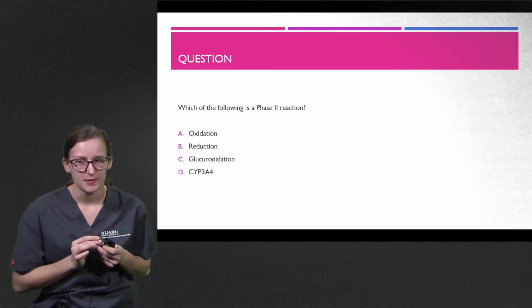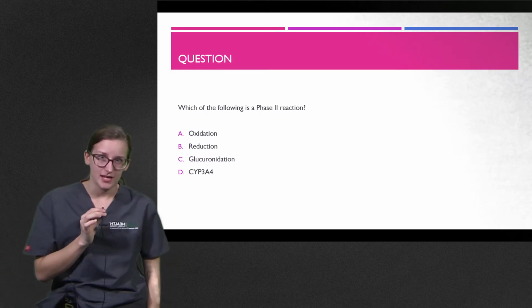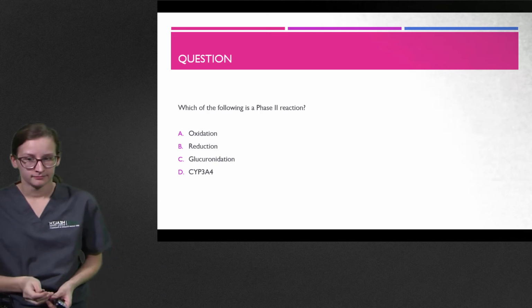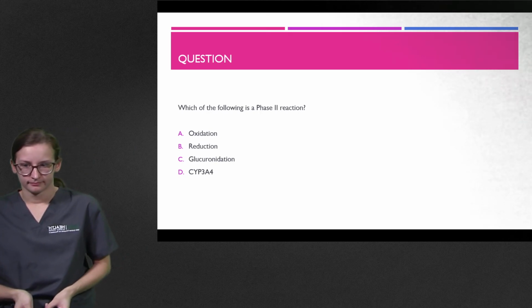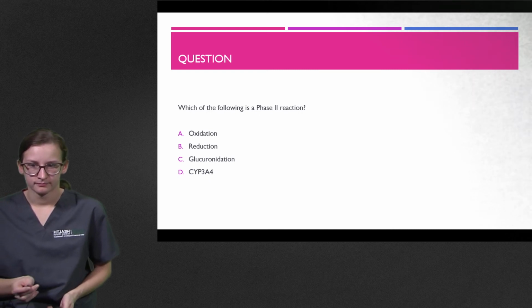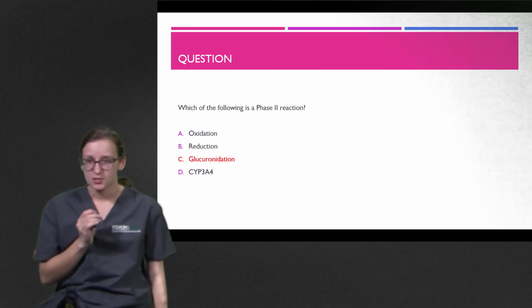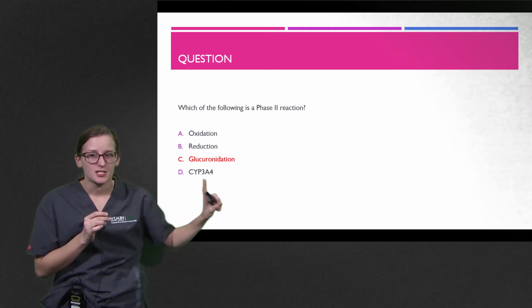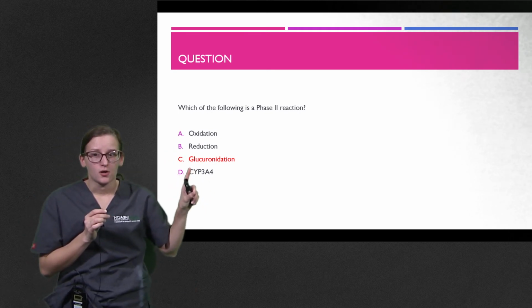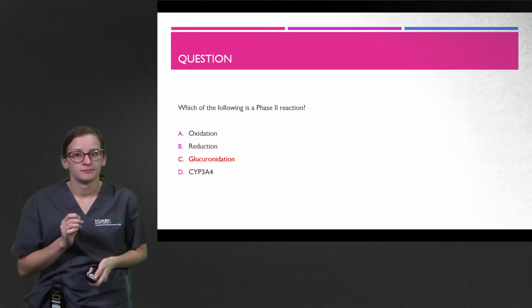All right, so speaking of, which of the following is a phase 2 reaction? All right, this is glucuronidation. So like I said, the different chemical processes are phase 1, and then CYPs are also phase 1. So glucuronidation is the only phase 2 right here.